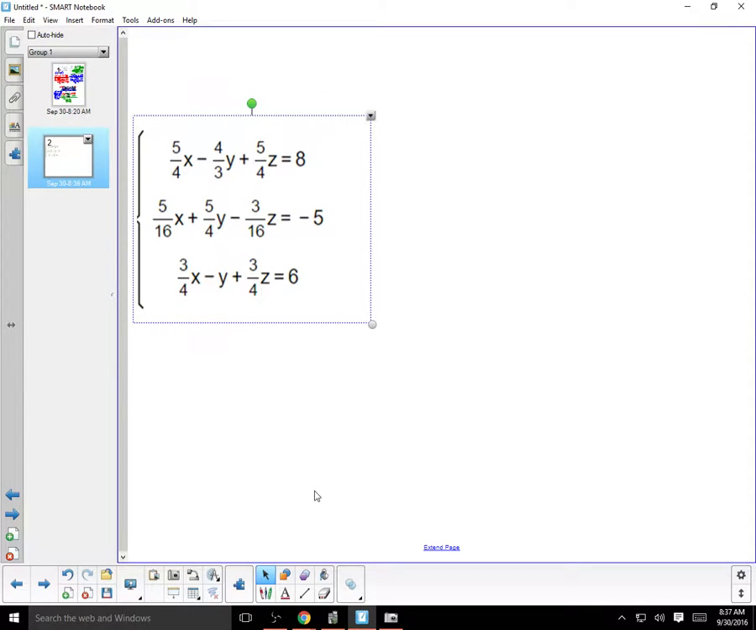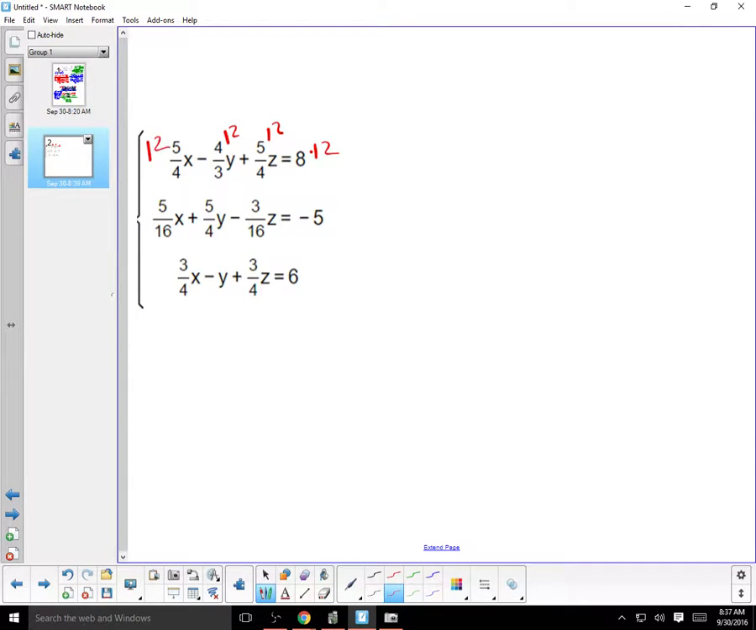So I already told you guys the trick to this, right? It's multiply by the denominator. So if I look at the top equation, what am I going to multiply everything by? 12. Right? Okay, so 4 goes into 12 3 times. 3 times 5 is 15x.